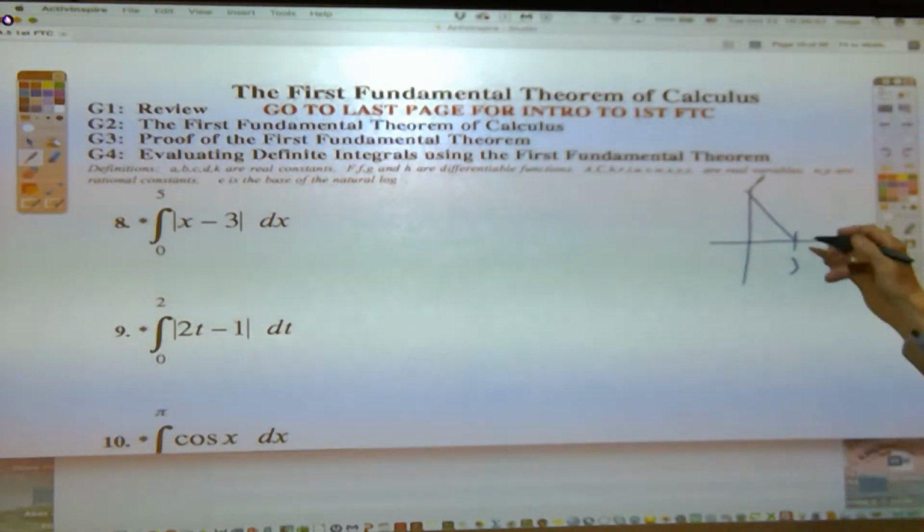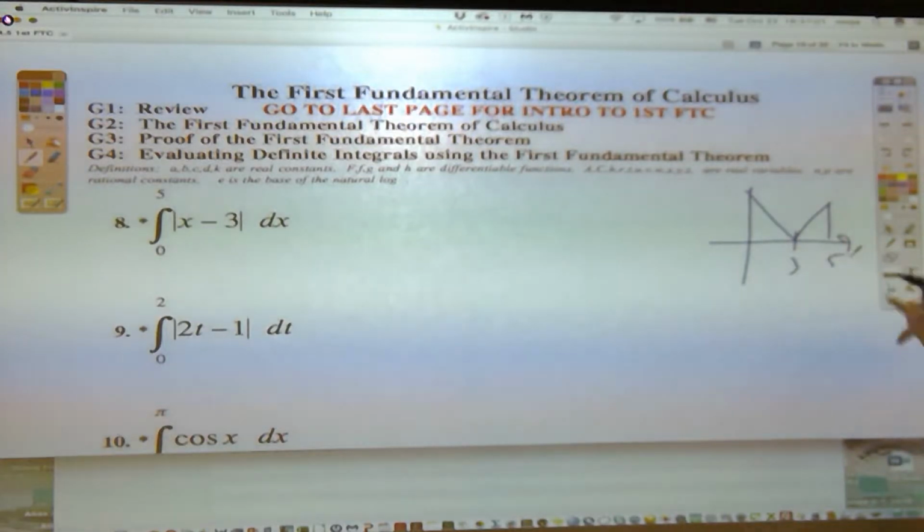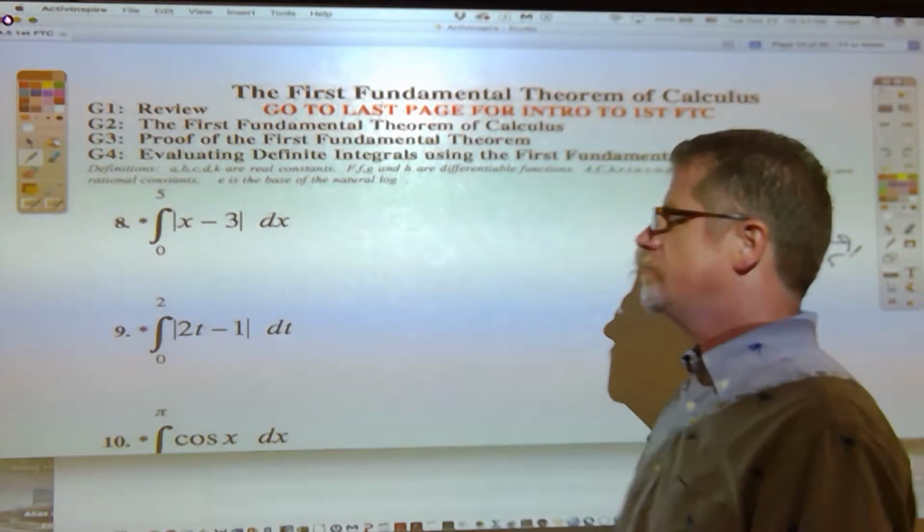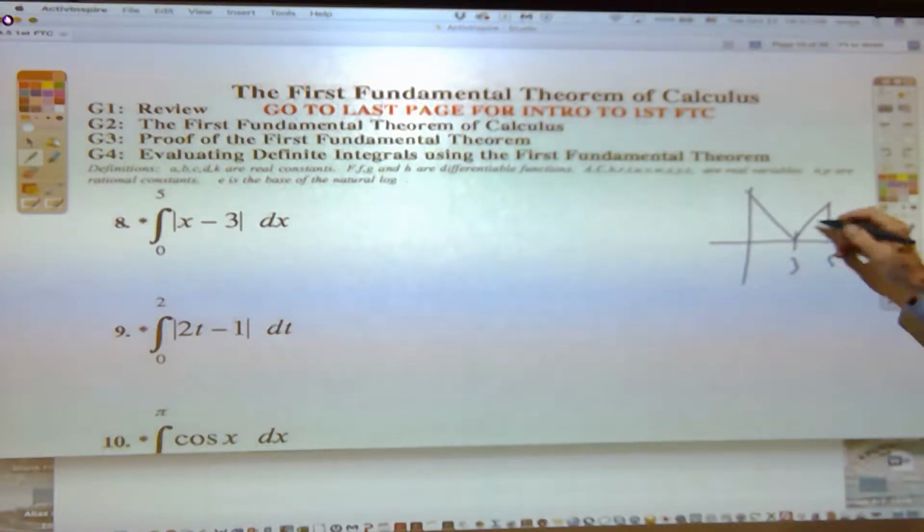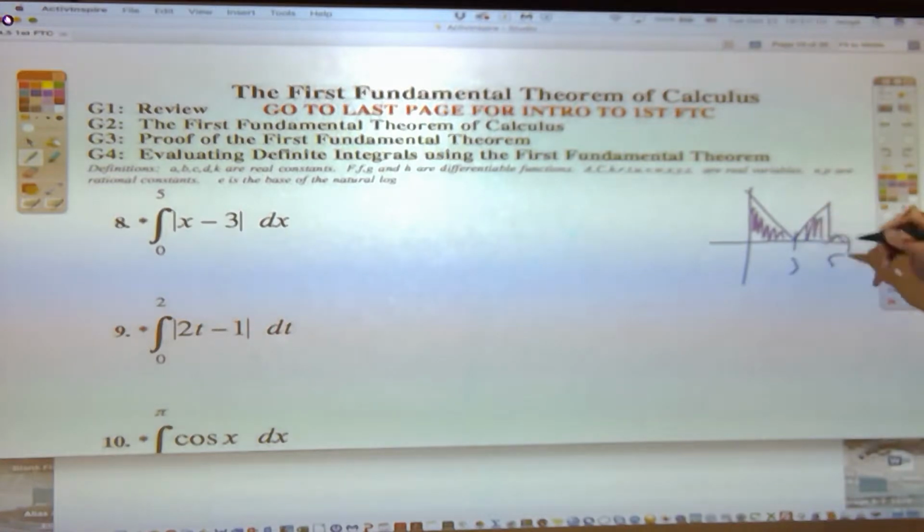Now let's look at number 8. There's an absolute value there. The asterisk means draw it out. So let's draw this one out. We've got a vertex at 3. So the function absolute value of x minus 3 from 0 to 5 would be kind of like a situation where the velocity is absolute value of x minus 3. We want to find the total distance traveled, and so we want to find the area of this triangle plus the area of that triangle.